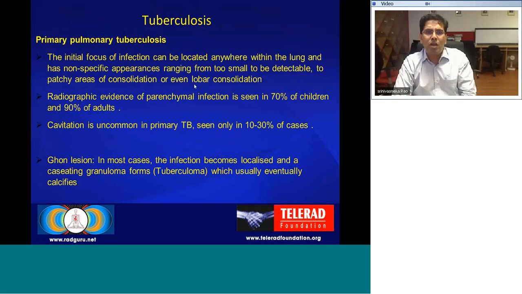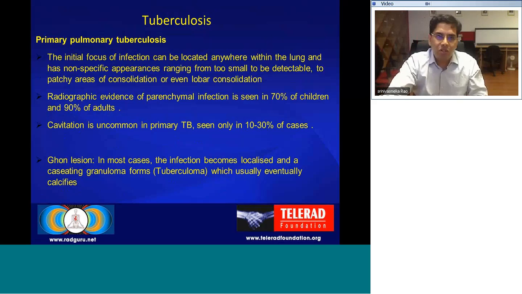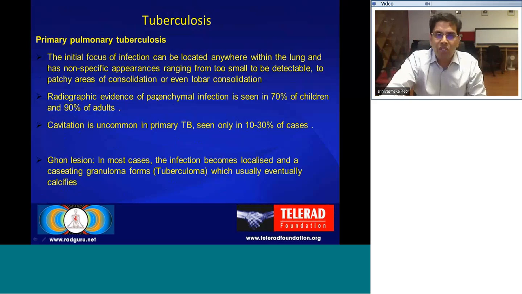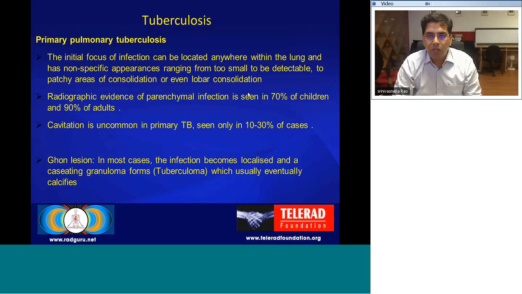Primary tuberculosis is mainly seen in young children, and the initial focus of infection can be located anywhere within the lung. It's not specific. It can be too small, sometimes not detectable. Sometimes patchy areas of consolidation may be seen, or even lobar consolidation. Radiographic evidence of parenchymal infection is seen in 70% of children and 90% of adults. So pretty much, it's a good rate. With radiograph, we can diagnose that we are dealing with a pneumonia. We have to decide whether it's tuberculosis or not.